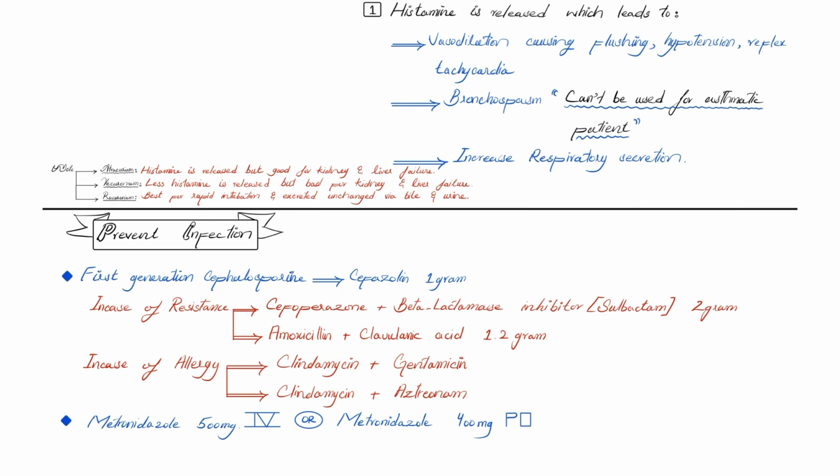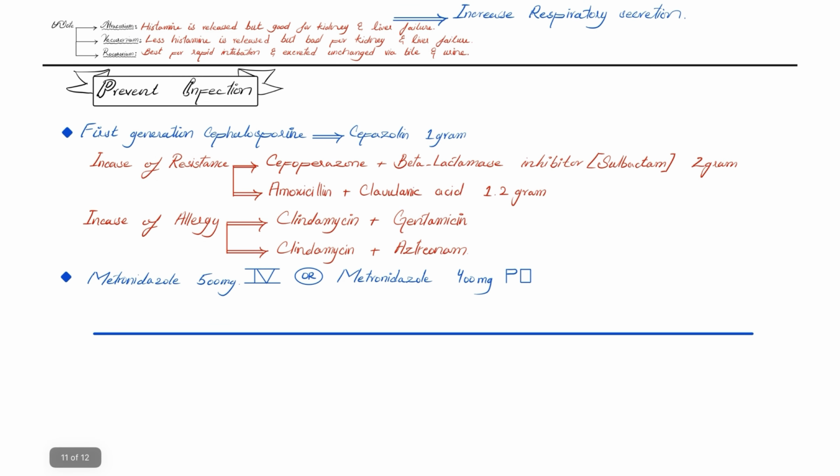Now, the last group of medicine we can give to the patient is to prevent infection. To prevent infection before surgery, you give a first generation cephalosporin like cefazolin at a dose of 1 gram, or in case of resistance, you can give cefoperazone combined with a beta lactamase inhibitor like sulbactam, 2 gram, and you can give a combination of amoxicillin and clavulanic acid, 1.2 gram.